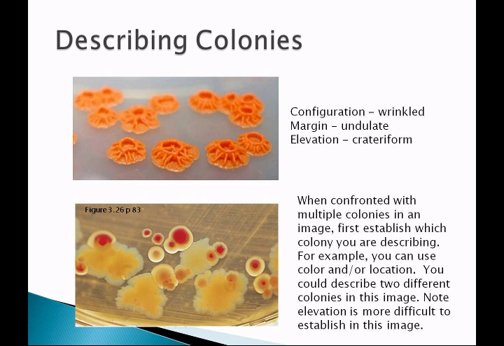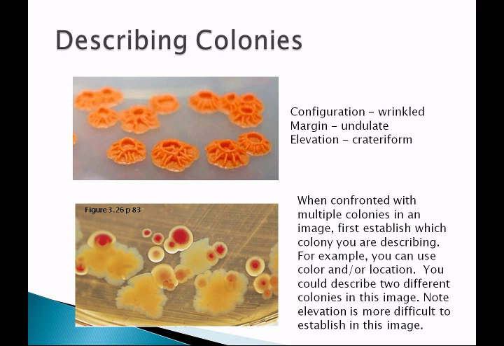Let's take a look at some examples. Here you see the first image. Okay? This image has orange colonies growing on a solid medium, and when I look at this, I can pretty easily see that the configuration is wrinkled, the margin is undulate, you can see it's sort of wavy, and the elevation is crateriform. It looks like a crater. Very beautiful looking colony. There's only one colony in this image, so that's all that I'm describing.